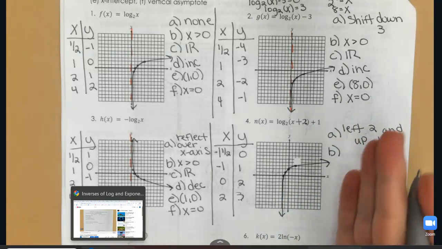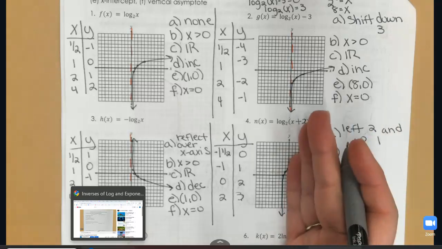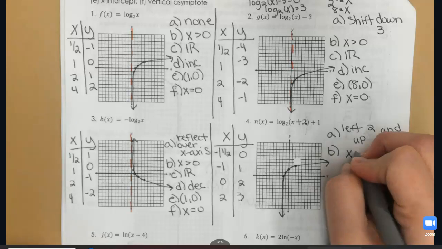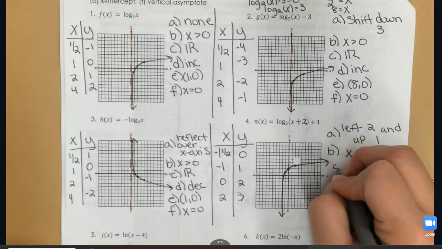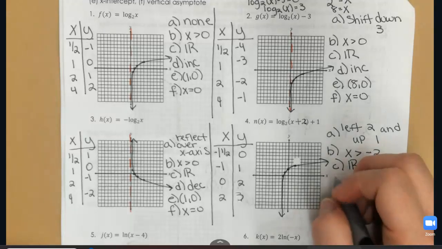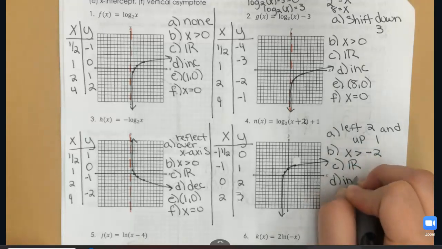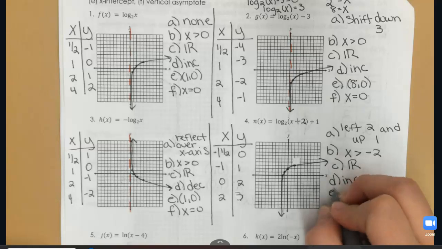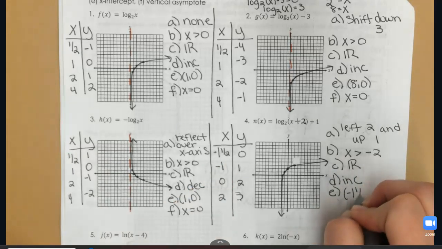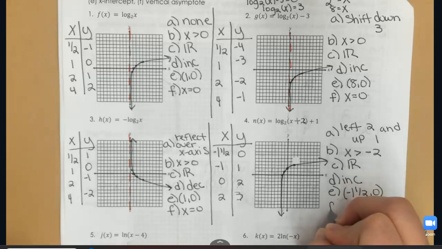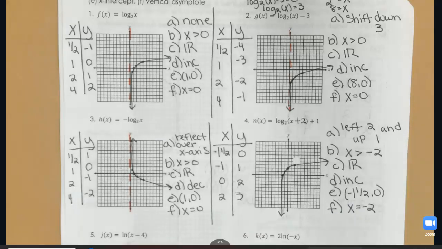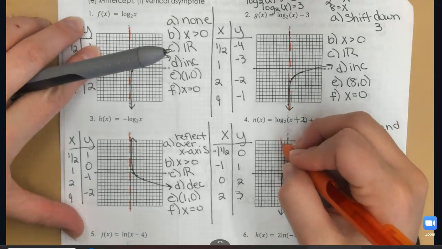Our domain has changed. We have shifted to the left, so I now have x values that are greater than -2. Our range is still all real numbers. This is an increasing graph. My x-intercept did change, but I have it on the table here. It is (-1.5, 0). And our vertical asymptote also changed because we shifted. It's now at the vertical line x equals -2.